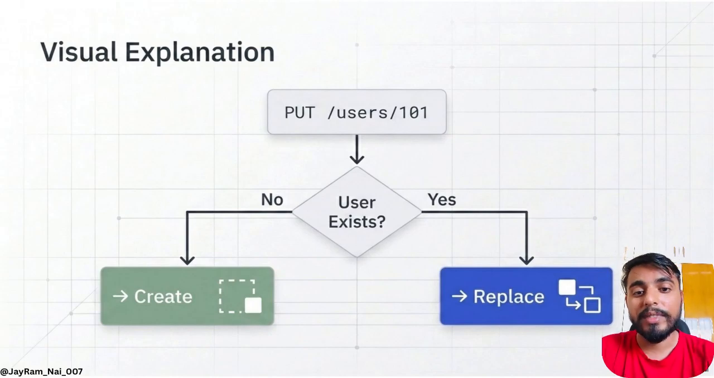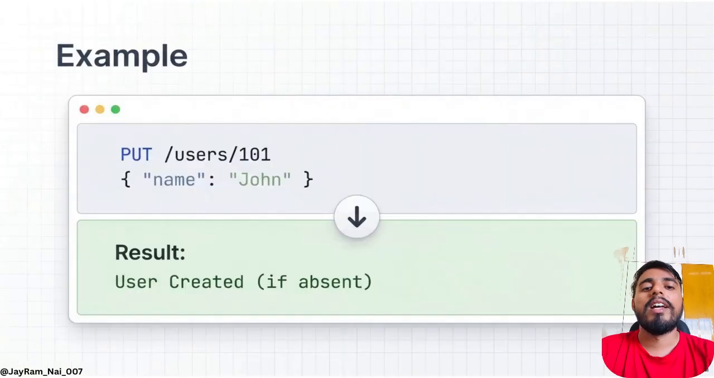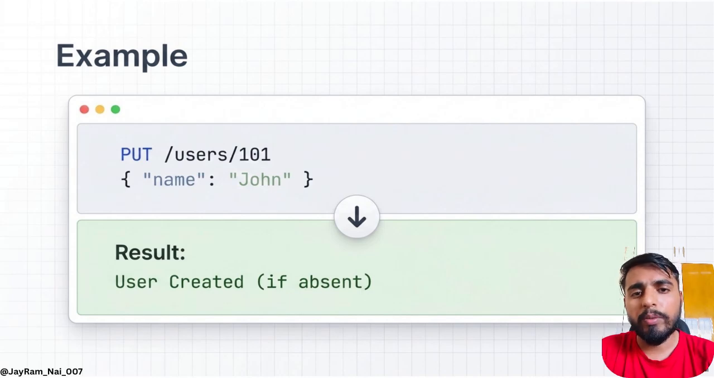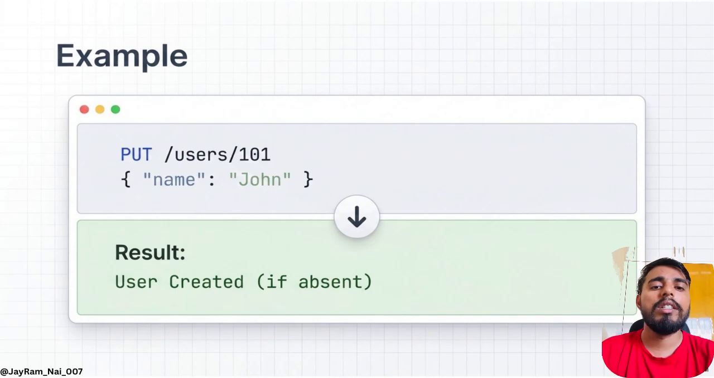on the Friday. That's pretty much odd. Here is the concrete example so that you do not make a mistake. PUT request to /user/101 with body name equals John. If user 101 doesn't exist, the server creates it in the system. Drumroll, user John is born in your system now.